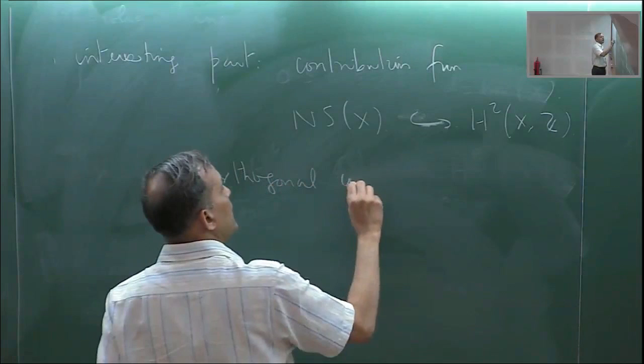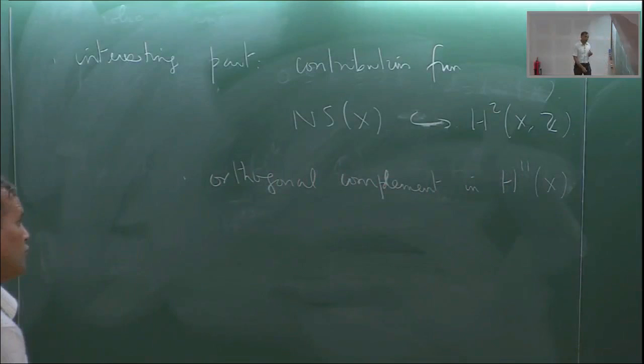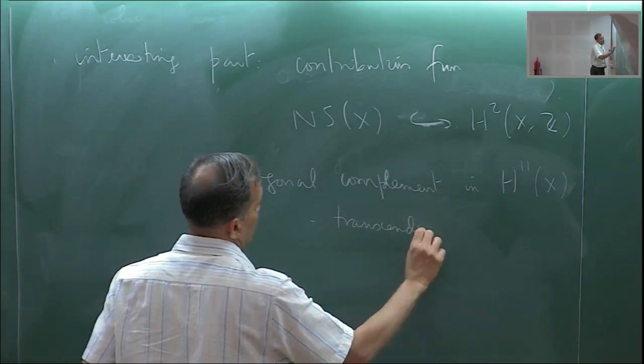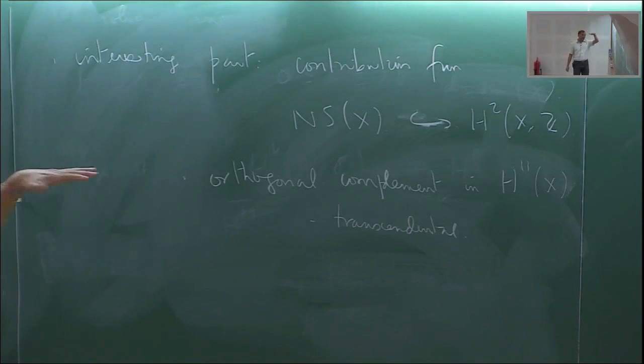Orthogonal complement, I think in H^{1,1} of X, which is what's called the transcendental cycles. It turns out that the H^1 of the elliptic surface is the same as H^1 of the curve, and H^3 also. So basically the part which one has some idea of is the Néron-Severi.